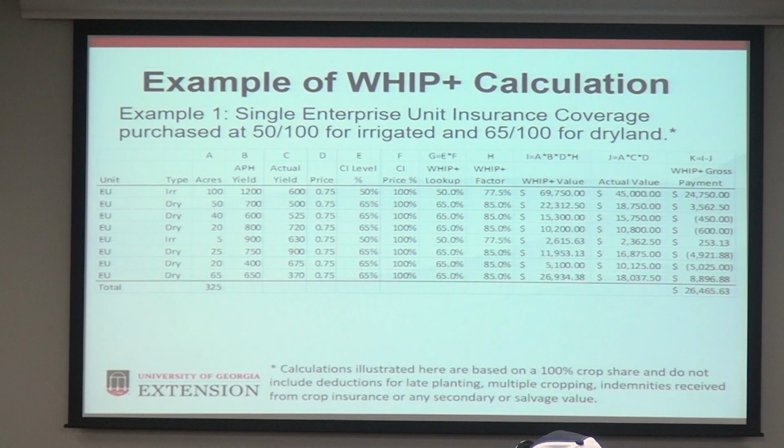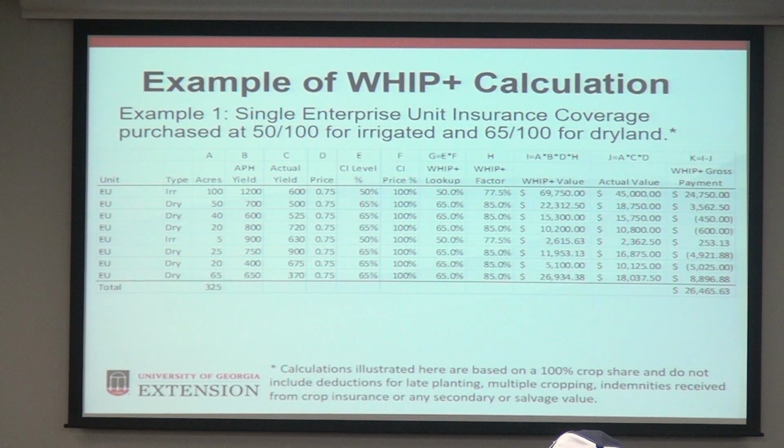This first example here is for a farmer that has a single enterprise unit crop insurance coverage. Okay, so there is crop insurance coverage across multiple farms that are irrigated and dry land combined together as a single enterprise unit. So the irrigated land is covered at $5,100, the dry land at $65,100. And you can see there in column A, the acreage, column B, the APH yield history, in column C, the actual yield. In some cases, that yield was less than the APH yield.